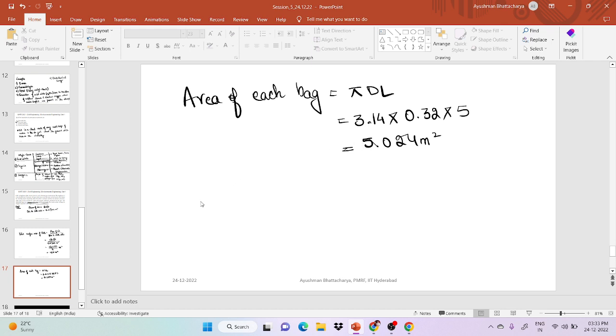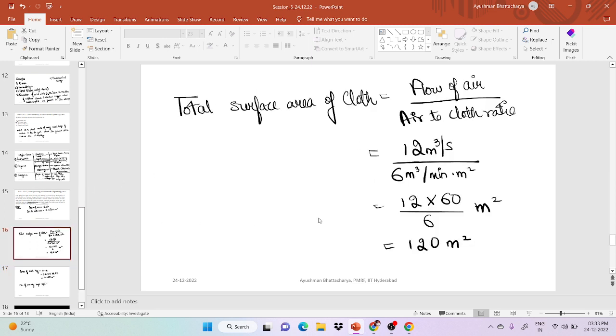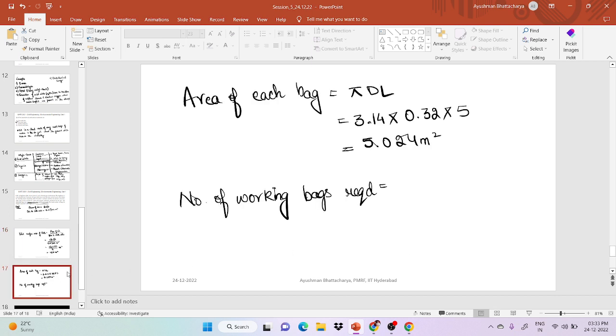So therefore from this we can calculate the number of working bags required. So total area we calculated, 120. This is the total surface area of cloth, 120. Area of each bag is 5.024 meter square. Around 120 divided by 5.024, so we will get near to 23.88, which will be equal to 24 bags.